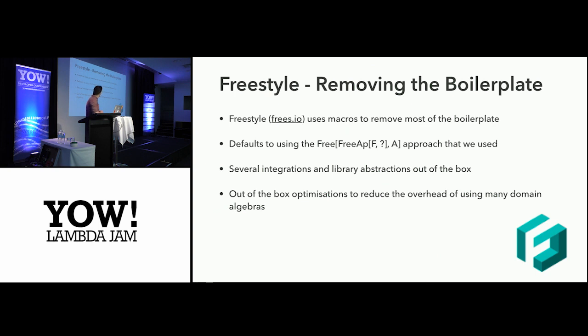And Freestyle actually defaults to this structure that we saw, which is free on the outside, free applicative on the inside. And there are several integrations and library abstractions out of the box, which is really nice. So it means that you don't have to write your interpreters for a whole bunch of different things. They're all just there, as if a standard library would be. And the other thing that it does that's really nice is it has out-of-the-box optimizations to reduce the overhead of using lots of domain algebras.